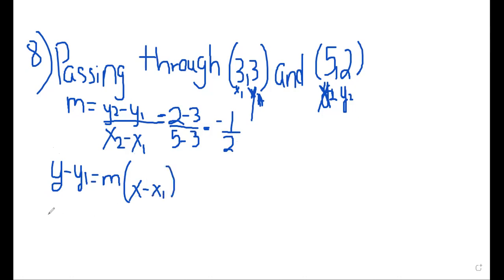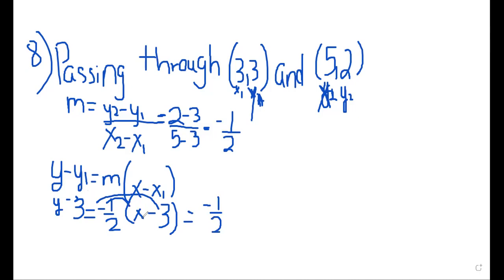We will basically just take the first point and show y minus 3 equals m, which now becomes negative 1/2, times (x minus 3). My first move is to simply distribute negative 1/2 throughout. So I'm going to have negative 1/2 x, and then negative 1/2 times a negative 3, two negatives make a positive, so that's 1/2 times 3 over 1, which becomes 3 over 2.